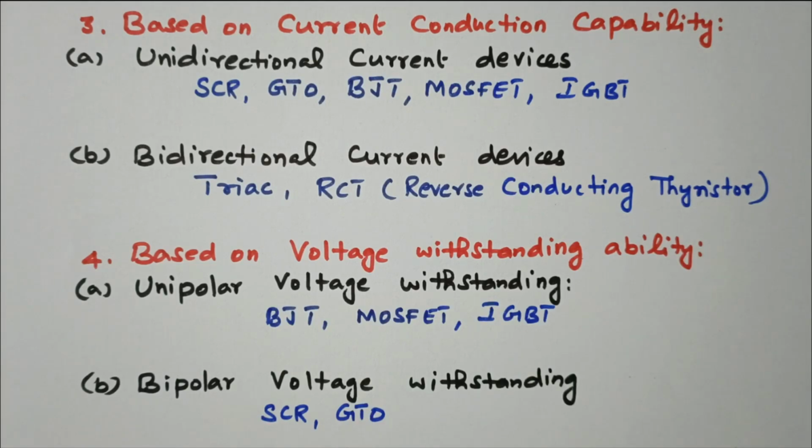Right. So in this video we discussed the classification of power semiconductor devices, various types. Then further classification based on the parameters: turn on, turn off characteristics, gate signal, current conduction, voltage, like that. Further classification we also discussed.